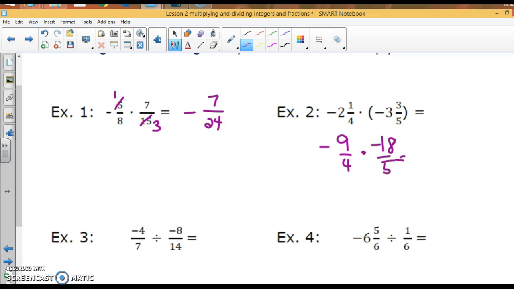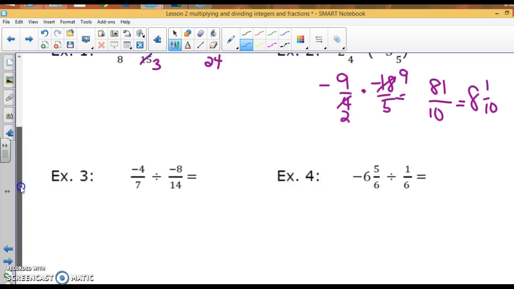Can I do any reducing? Yes. 2 goes into 4 twice, into 18 9 times. Now I multiply. Negative 9 times negative 9 is positive 81 over 2 times 5 is 10. Change that to a mixed number, I get 8 and 1/10.